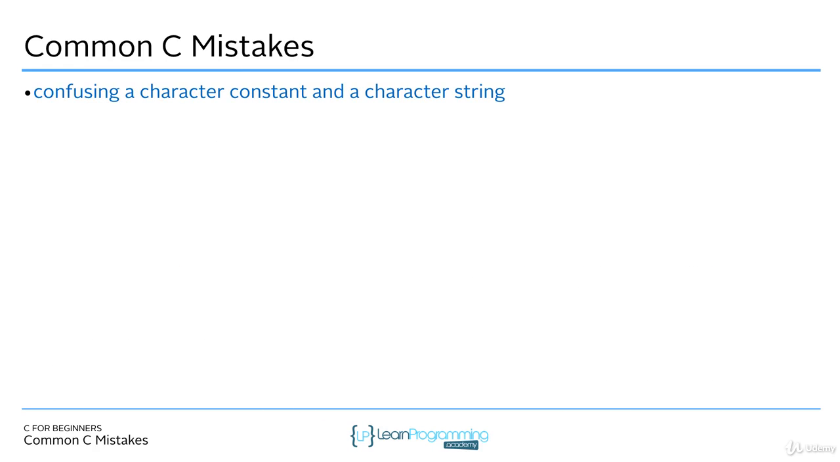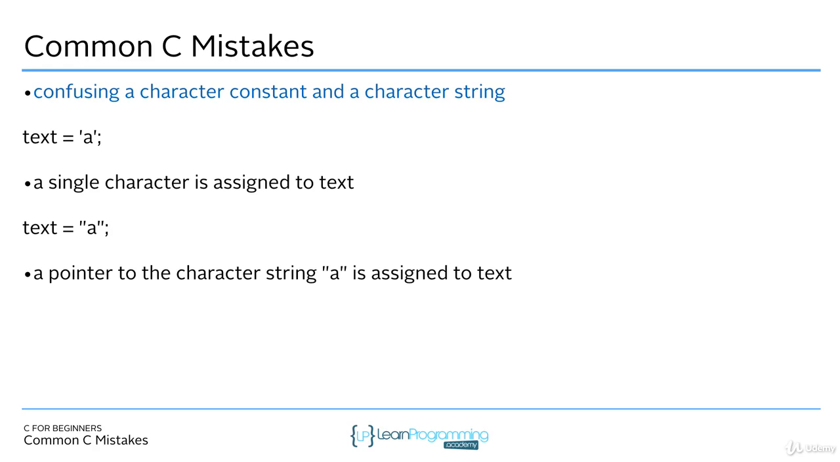Confusing a character constant and a character string. Here, if we have text equals 'A' inside single quotes, that's a single character that's assigned to text. If we have a variable named text and we assign it "A" in double quotes, that's a pointer to the character string. That is not valid for a single character.